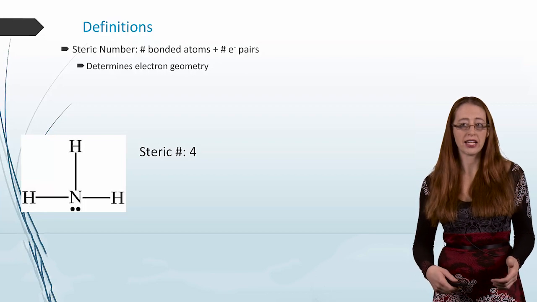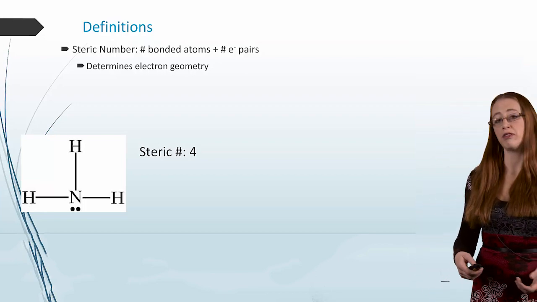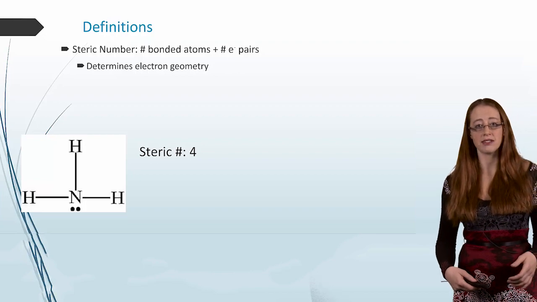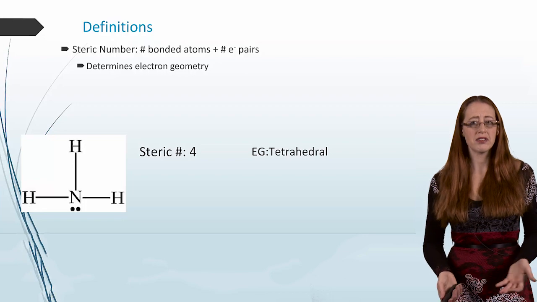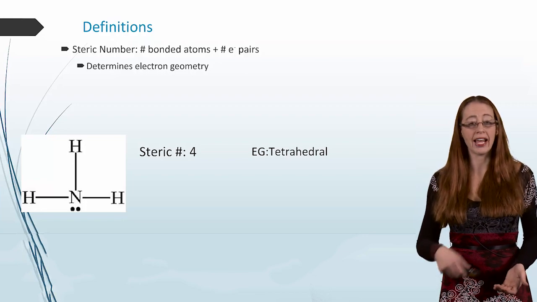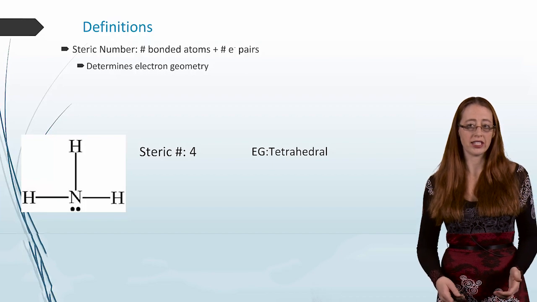So let's just take NH3, one of the examples we went over. We had a steric number of 4 because we had 3 bonds and 1 lone pair. So that gave us a tetrahedral electron geometry. And now we know why it's tetrahedral. It has 4 as a steric number.